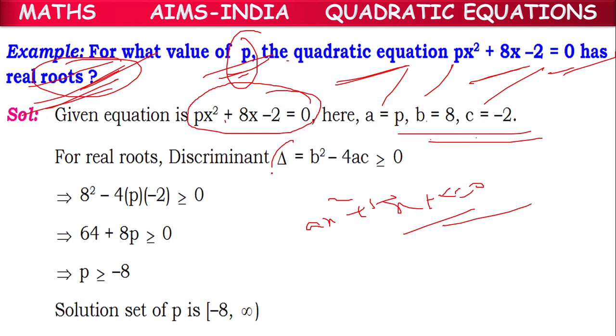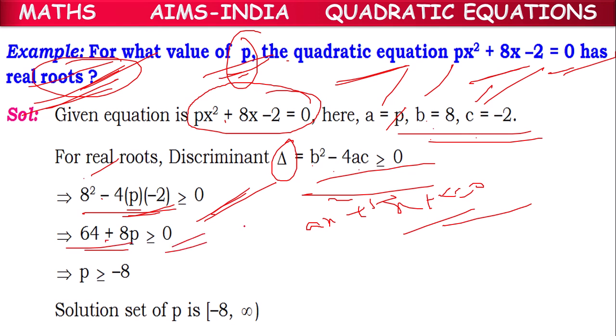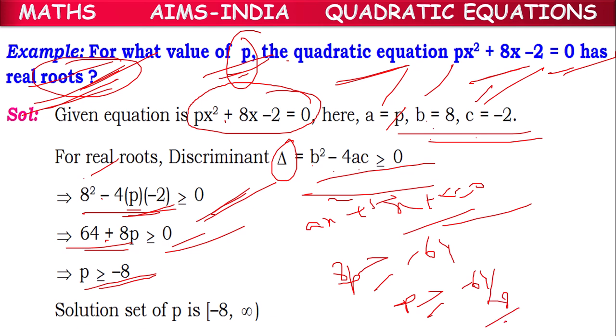Real roots means the discriminant should be greater than or equal to 0. Means if we substitute values, in the place of b, 8 square, in the place of 4ac, 4 into p into minus 2, this should be greater than or equal to 0. Or 64 plus 8p greater than or equal to 0, or 8p greater than or equal to minus 64, because 64 comes this side. p greater than or equal to minus 64 by 8, which is equal to minus 8. So p is greater than or equal to minus 8.